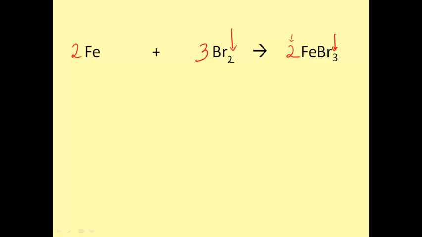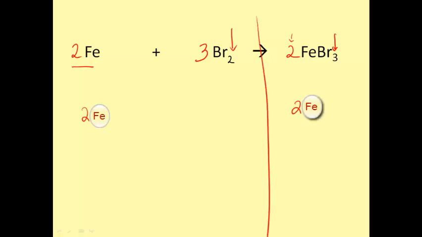We can prove this to ourselves by counting the number of atoms. We have 2 irons on this side. We have 2 irons on the other side. And we have 6 bromines on the reactant side. And we have 6 bromines on the product side.